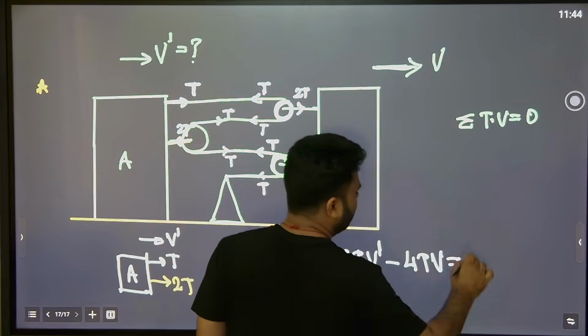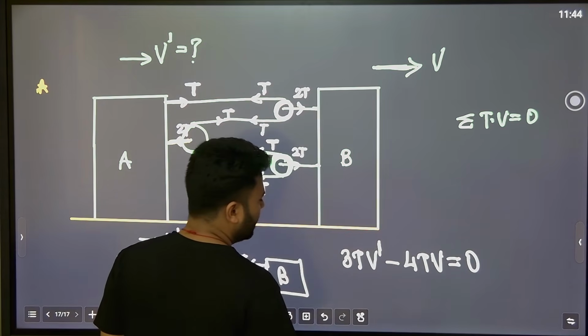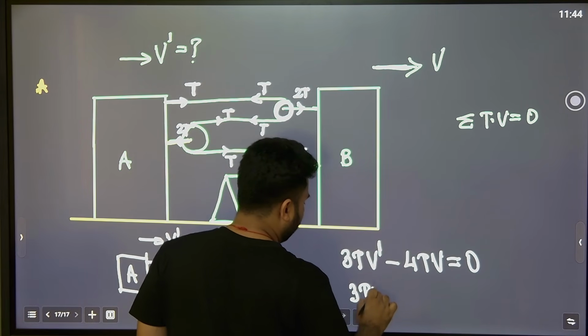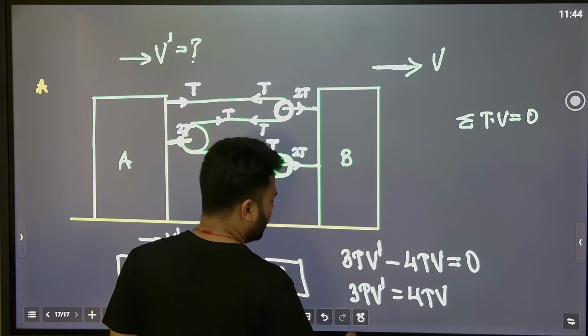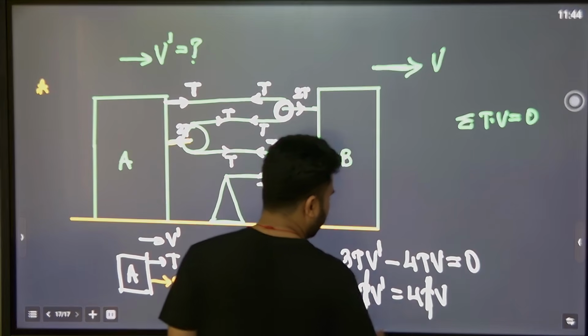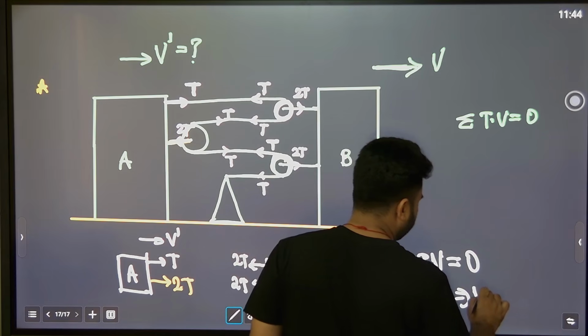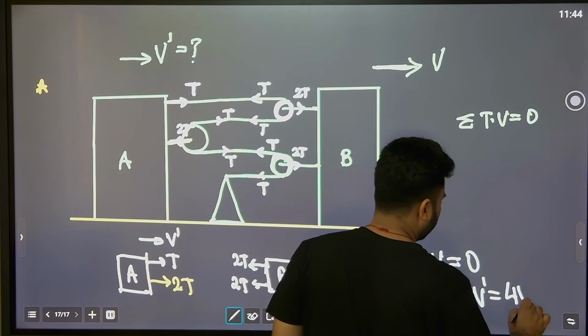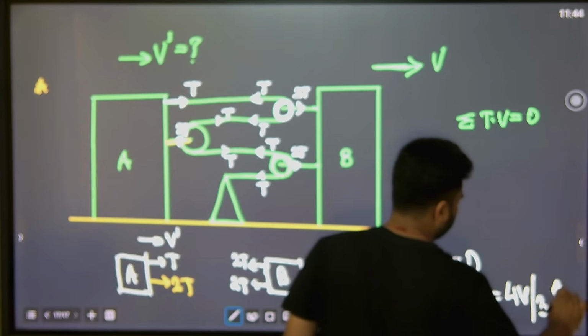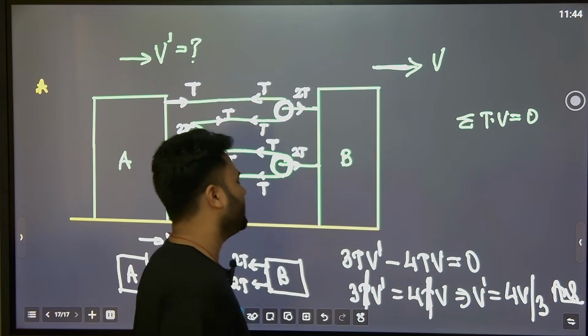And the summation of T dot V should be equal to 0. So we can write 3TV dash equals 4TV. This will go there, so T cancels. So finally V dash is coming 4V by 3. This is the answer.